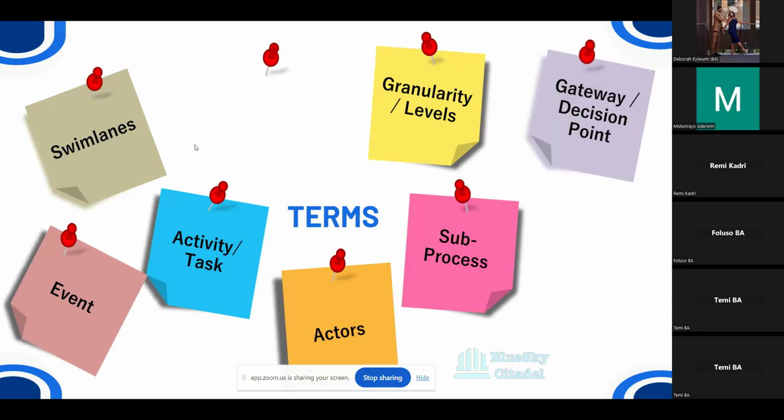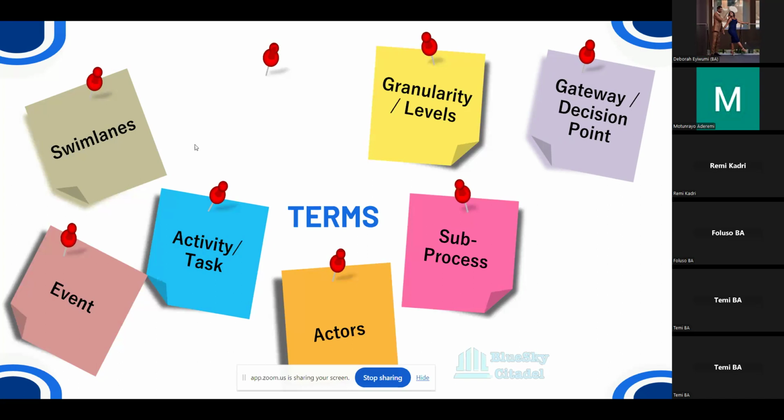So you now have another one called a decision point or a gateway. This is another important element of a business process. So it's a gateway, like I said, or a decision point. There is a decision to be made here.